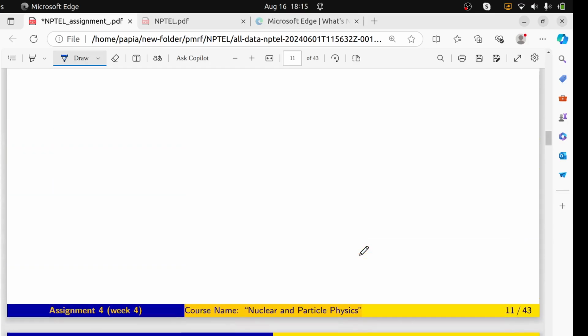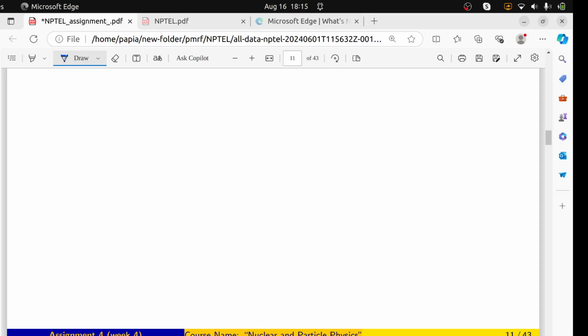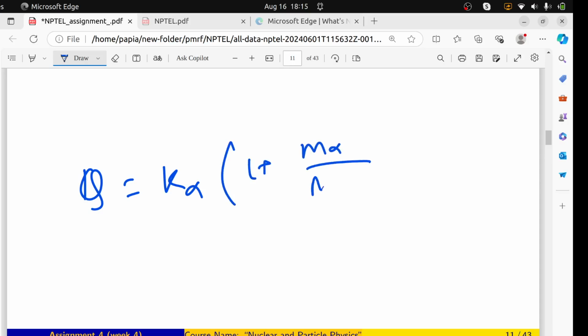The same expression is there. The expression was exactly similar: Q equals K alpha 1 plus M alpha divided by MD. By the way, I'm using different notations in different places, so it's not that problematic. Whatever notation is convenient for you, you can use it, but the meaning should be the same.